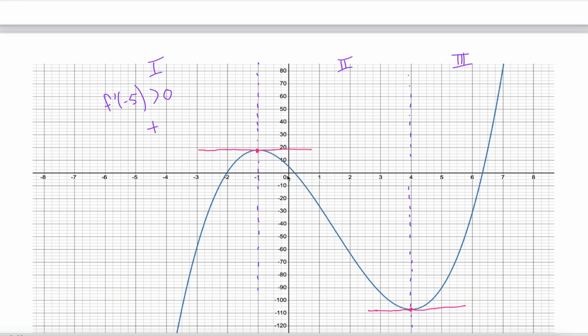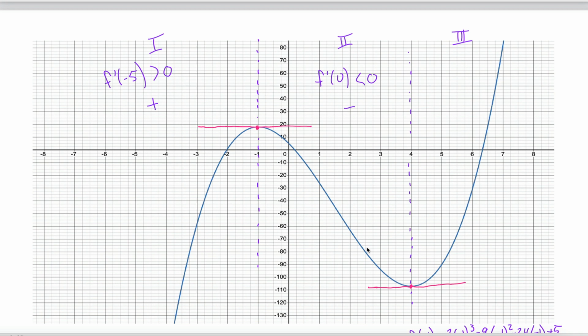Pick any number you want. Maybe you'd pick 0 and evaluate the first derivative at 0. If you do that, what you'll find is you get a negative number. So the first derivative is negative in region 2, and thus the graph is decreasing as we see pictured here. At this critical value, my first derivative switches from positive to negative. Therefore, the first derivative test tells me that this critical value must be a local maximum.